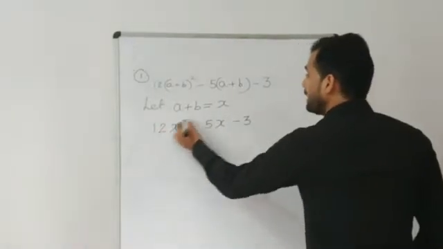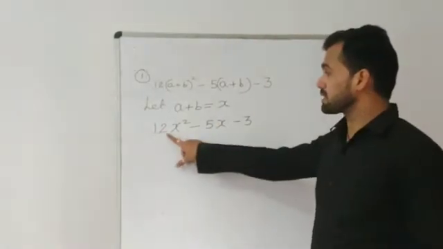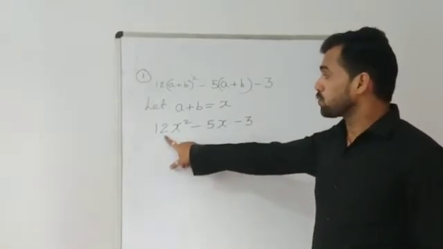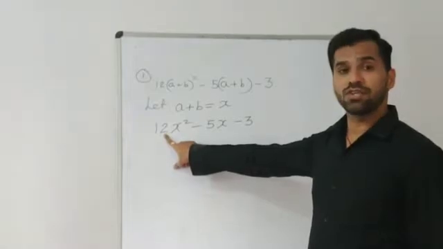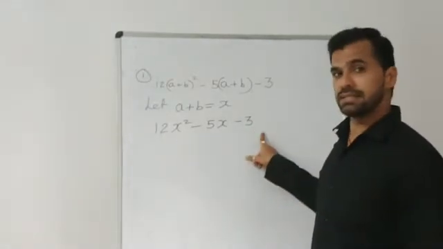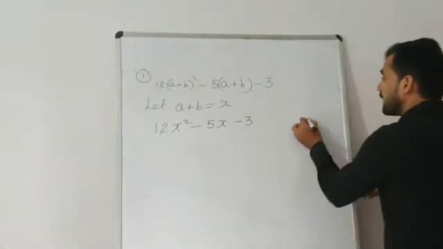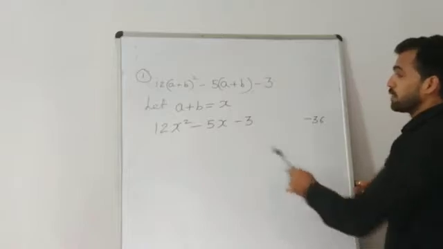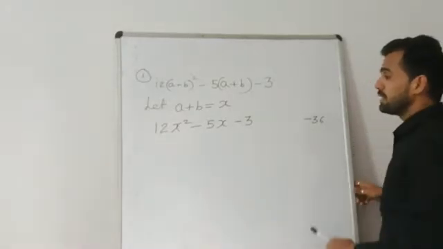How to solve it? I taught you in the previous class how to do the middle term split. So we have x², the coefficient of x² is 12 and the constant is 3. So 12 into 3 is 36, and with the minus sign we are getting minus 36 as the product. So we will find out the factors. 12 into 3 is 36.